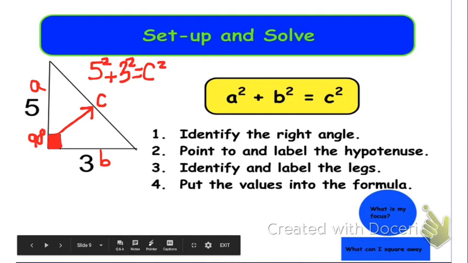Okay, so now what I'm going to do on my calculator is square 5, which is the same thing as saying 5 times 5, or you can use the x squared button on your calculator, which is right beside the number 7 key. Okay, so you're going to square that, and so 5 squared is 25, plus 3 squared is 9.